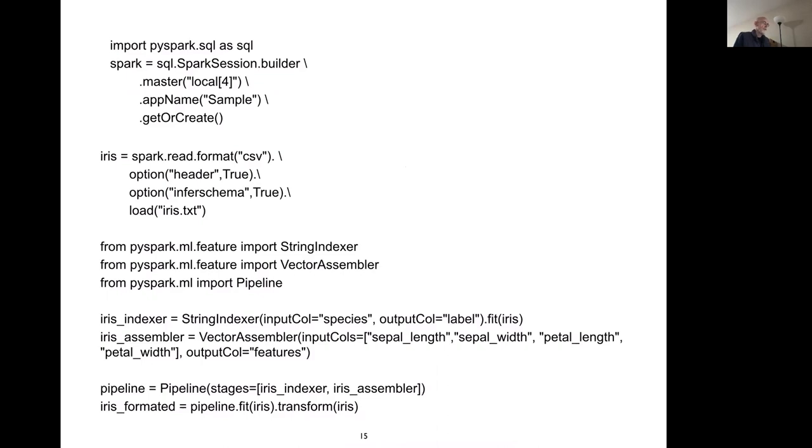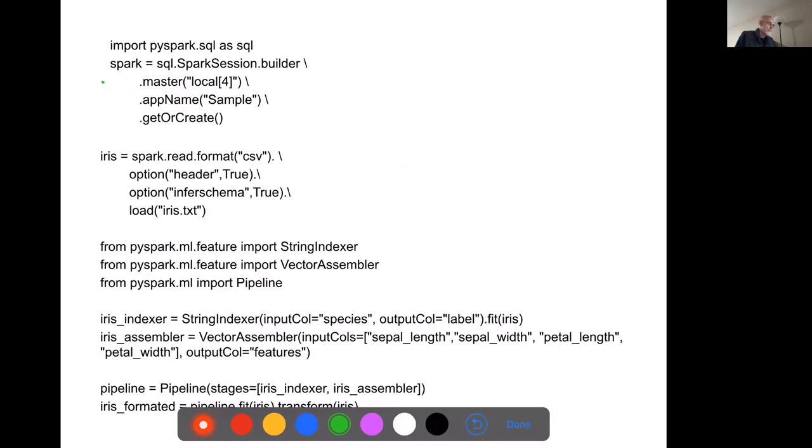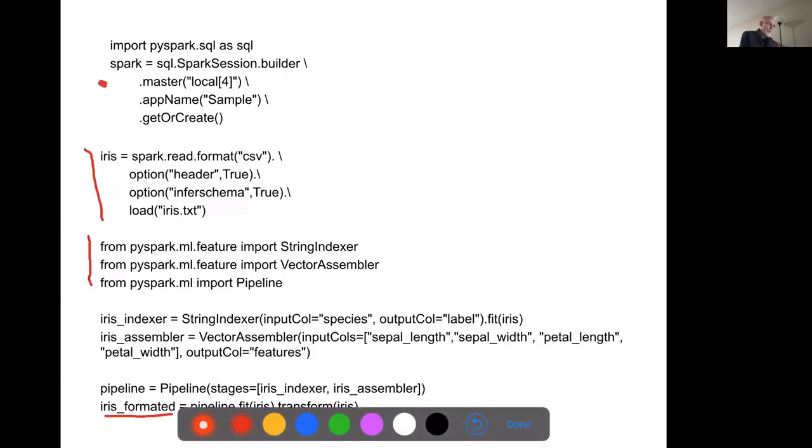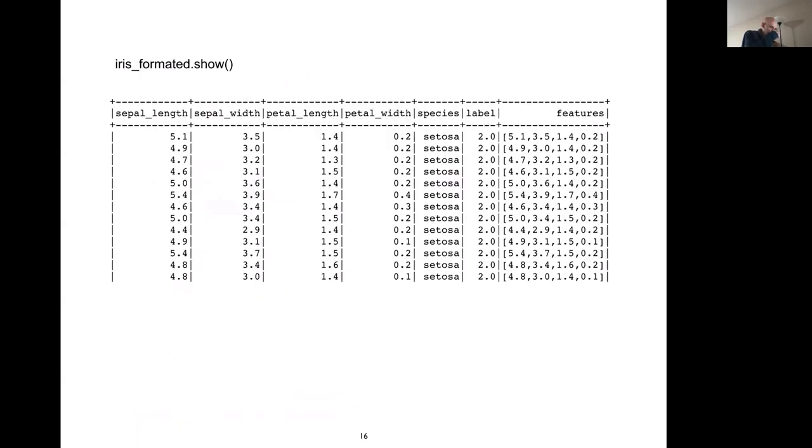Again, I'm using Spark, setting up. Here I'm asking to use four local nodes, cores. Again, reading the data, I'm going to set up a pipeline, process it down to the right format. All right, so now here's our pipeline. And here's what the data looks like so far.